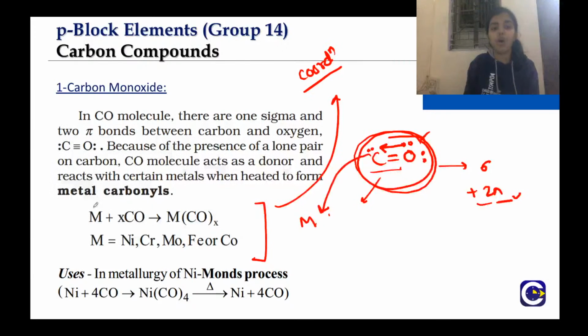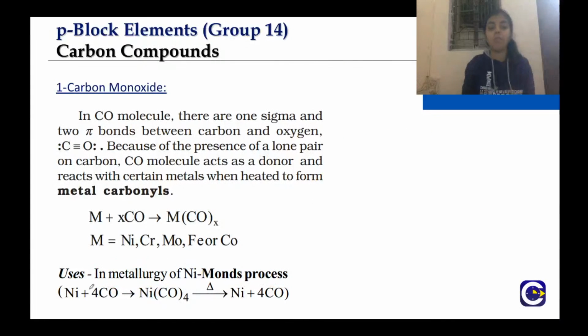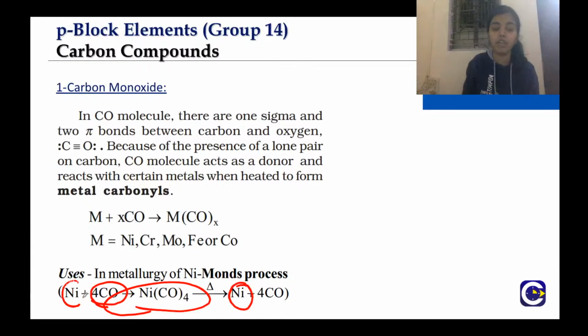Now the use of these metal carbonyl complexes is in the metallurgy of nickel, or you can say in the purification of nickel, which is the Mond process. It is a very famous process. So nickel plus 4 carbon monoxide molecules are taken. It will give you a complex, nickel tetracarbonyl, and then when you heat it, you will get pure nickel. You were using impure nickel, right? And what you are getting here is pure nickel.